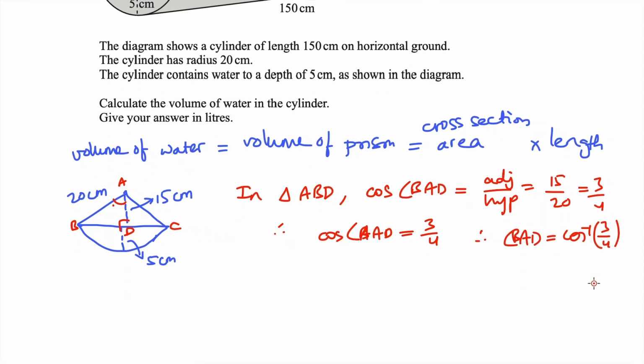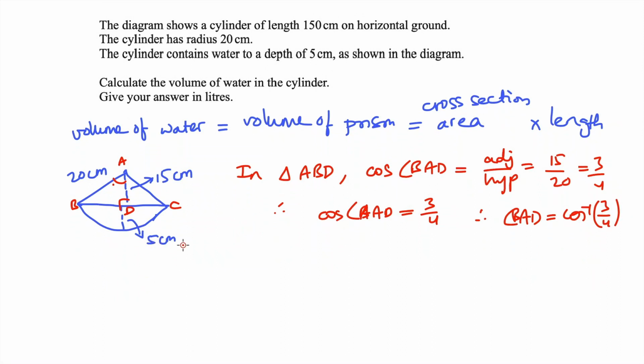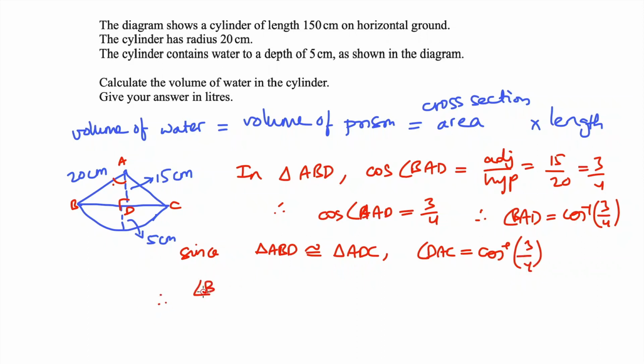Now coming forward, since triangle ABD is congruent to triangle ADC, angle DAC will also be equal to cos inverse 3 by 4. So therefore angle BAC will be equal to 2 into cos inverse 3 by 4. And if I calculate the value, 2 into cos inverse 3 by 4 is 82.819244 and so on. So we can take 82.82.